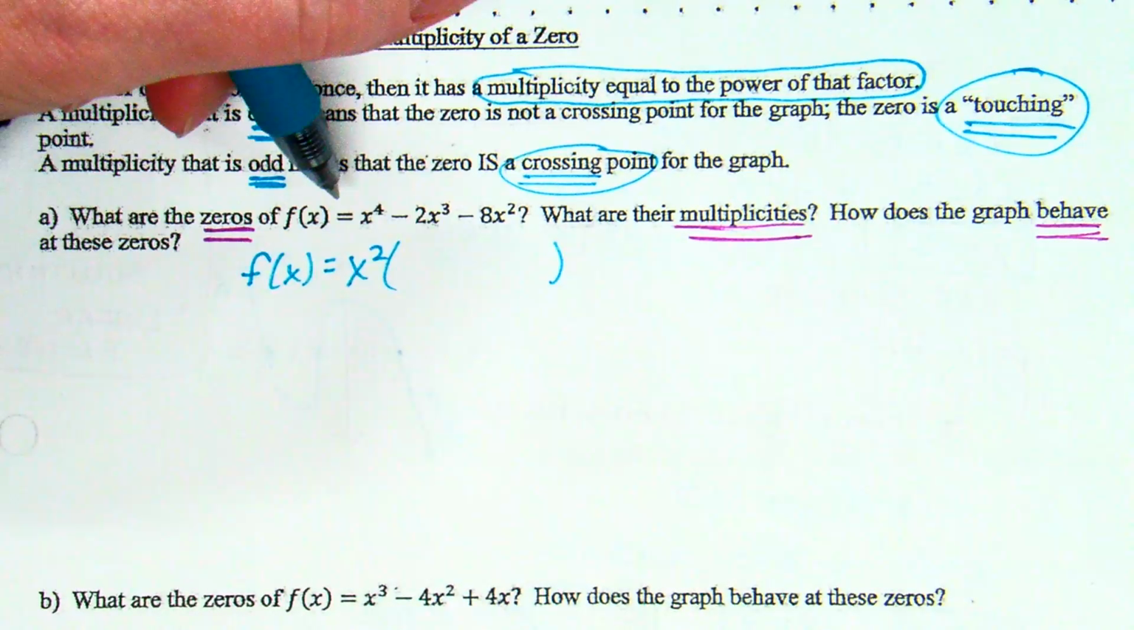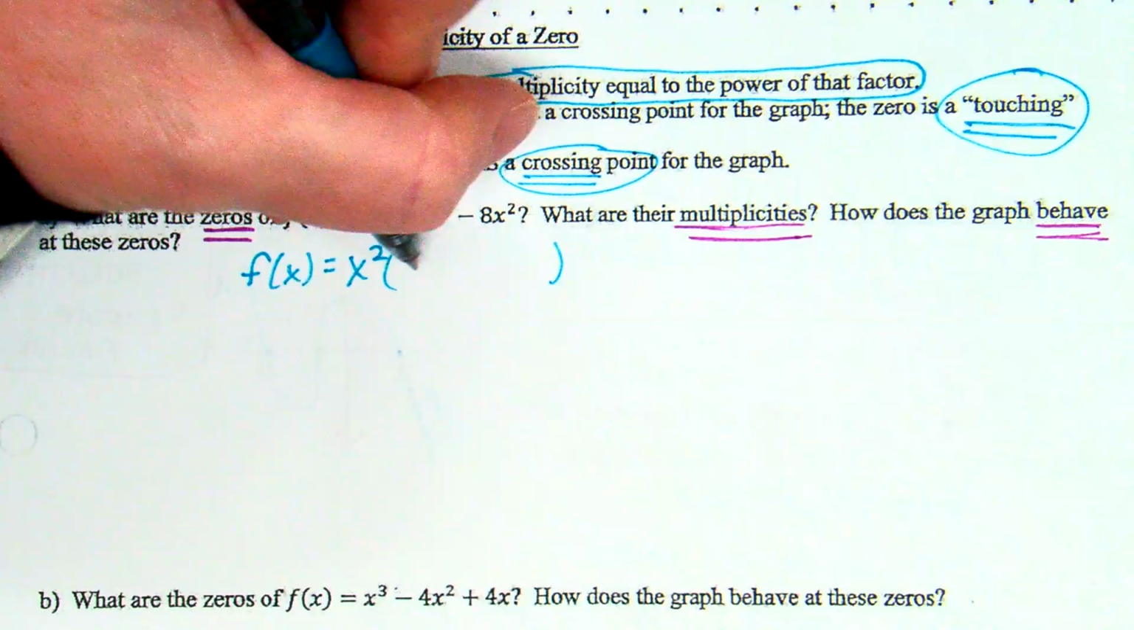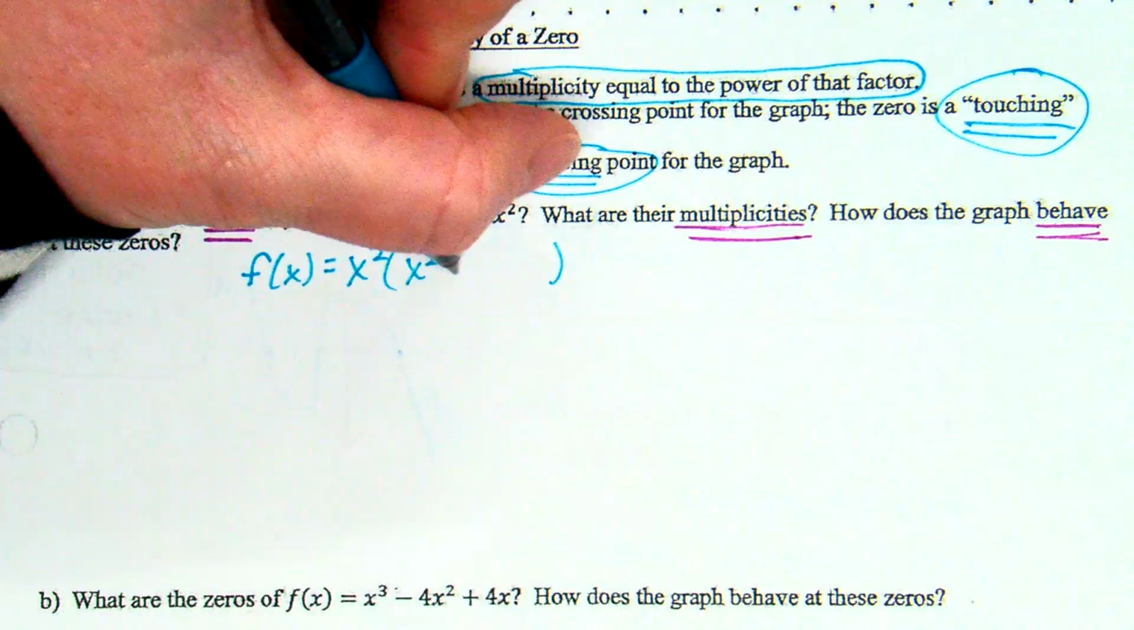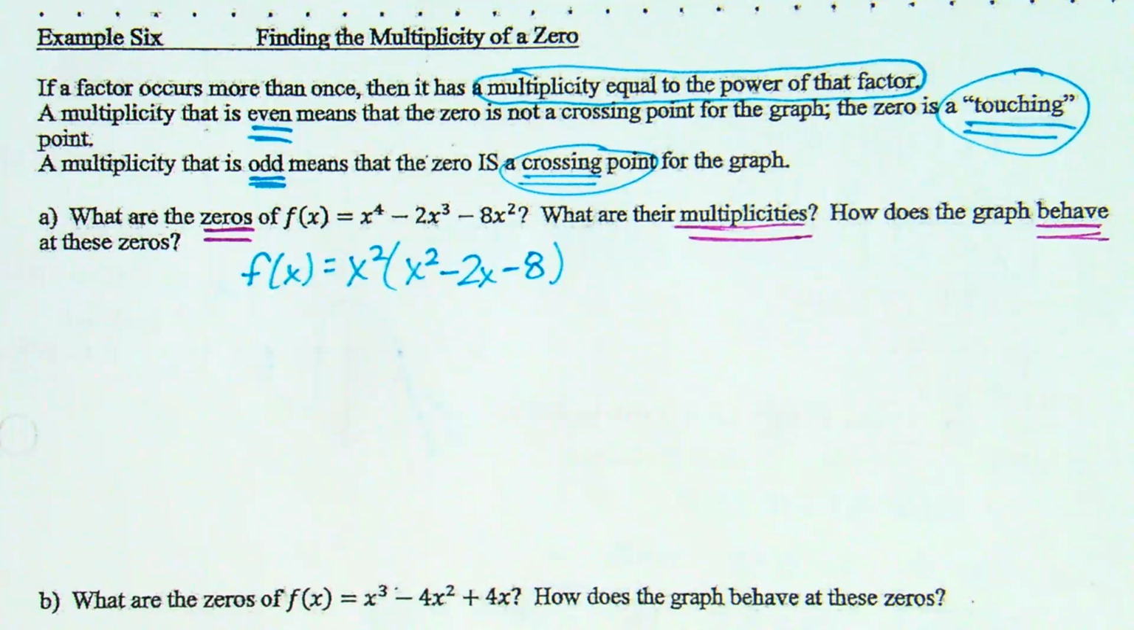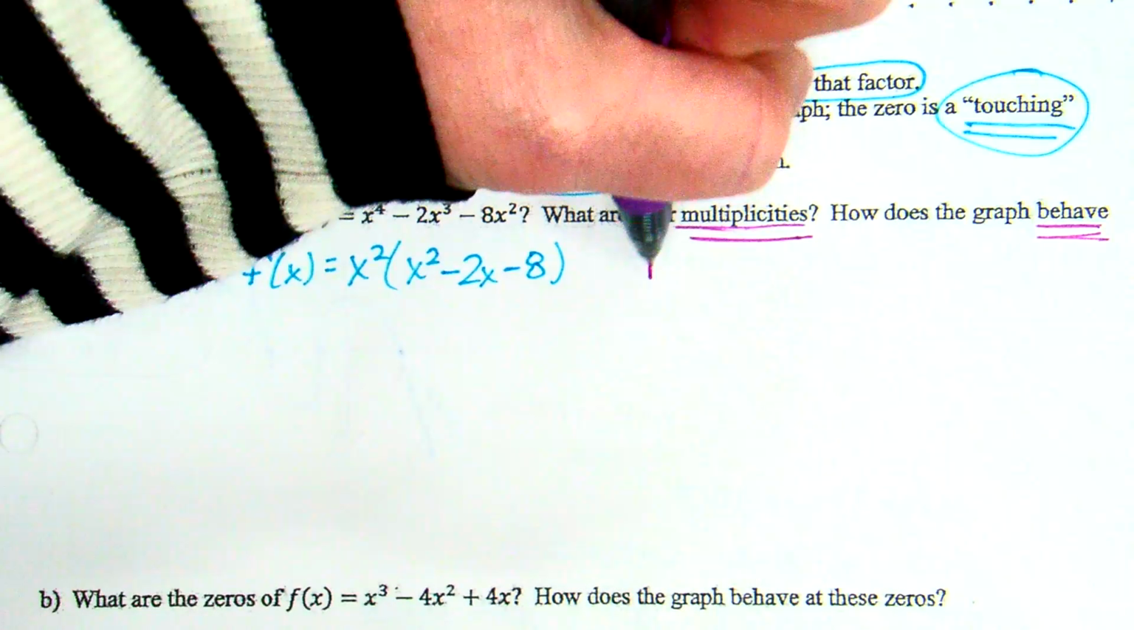Write the rest in parentheses. So x to the fourth divided by x squared is x squared. Minus 2x cubed divided by x squared is minus 2x. Minus 8x squared divided by x squared is minus 8. As always, am I done factoring? No. You better check your product and sum. What do we need a product and sum of?